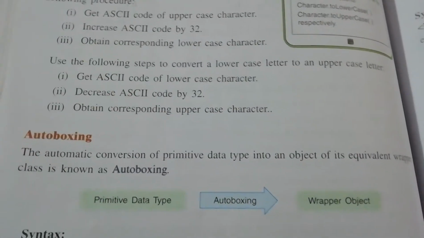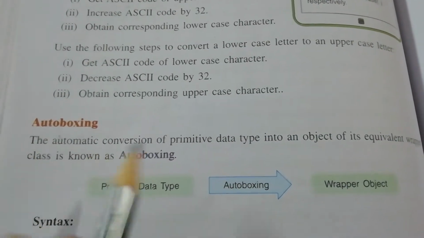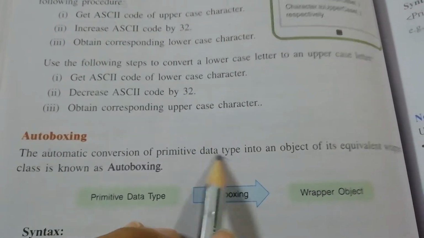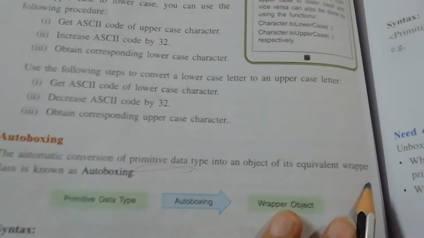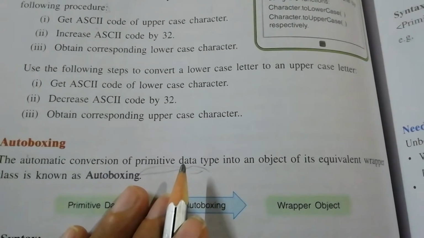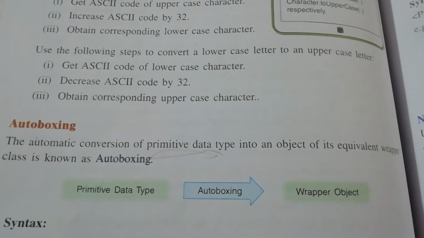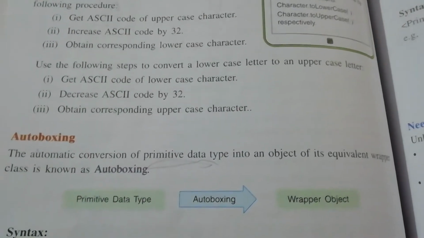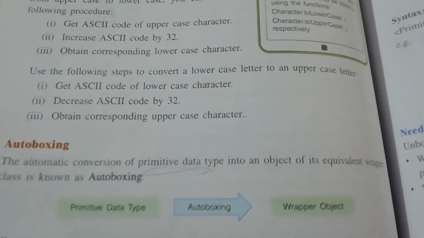So after this we have auto boxing. Auto means automatically, it's a conversion. So the automatic conversion of a primitive data type into an object of its equivalent wrapper class is auto boxing. What is a primitive data type? It's your integer, float, double, character, and you want to change it into an object of its equivalent wrapper class. That is why we are using auto boxing.